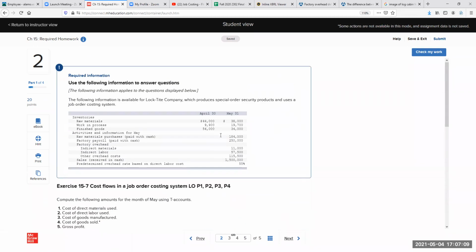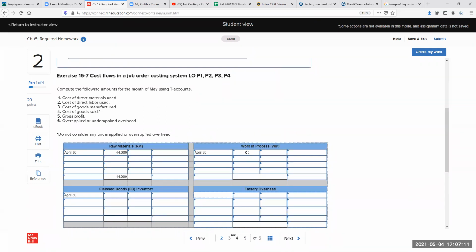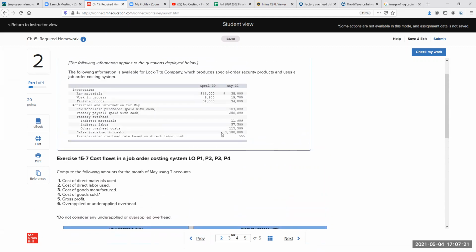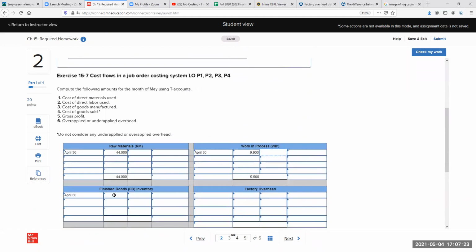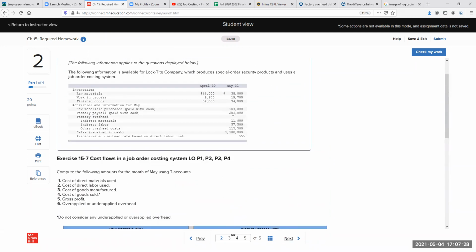So now 44,000. How much was work in process? 9,900. So this is what we have. We're starting off May. We got 44,000 left of materials from last month. We got 9,900 of jobs we haven't finished, and we have $54,000 of finished goods we're trying to sell. All right. So now let's go on.